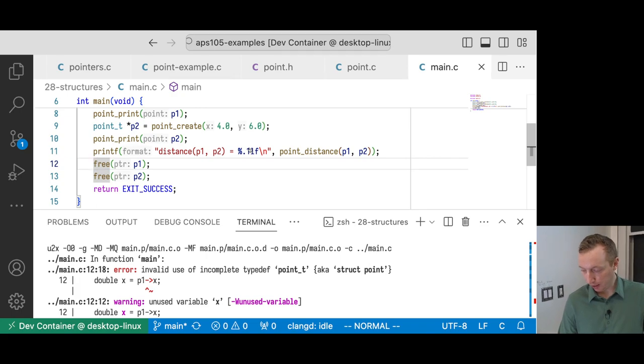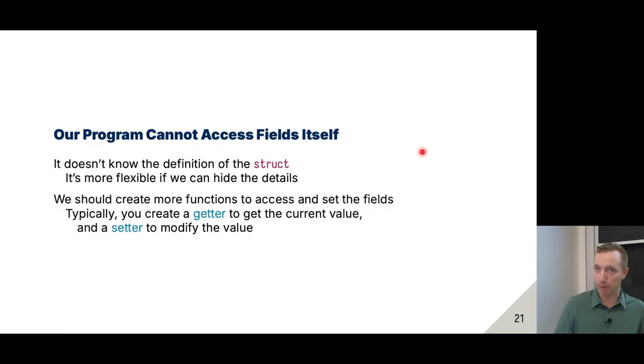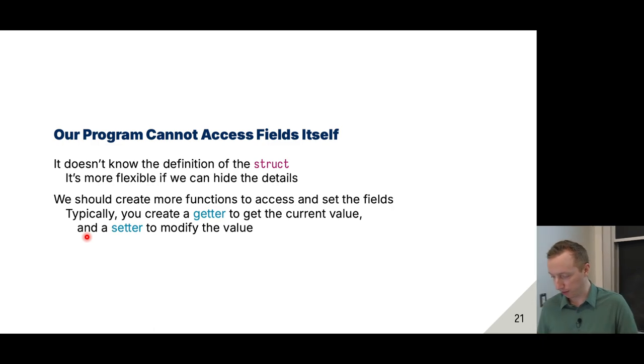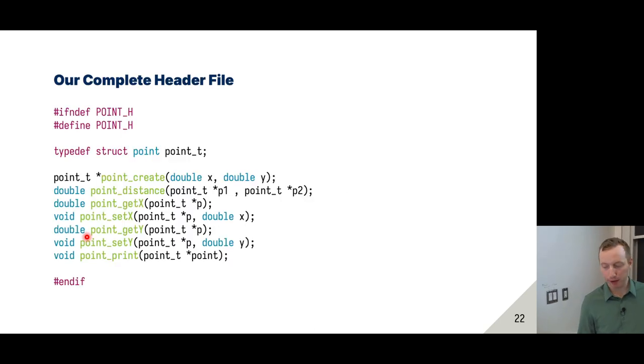So that is typically a nice thing to have, but maybe I actually want to access X and Y, so I need to create more functions. Typically, you create something called a getter function that can get the current value of a field, and then a setter function that will go ahead and modify the value of a field.